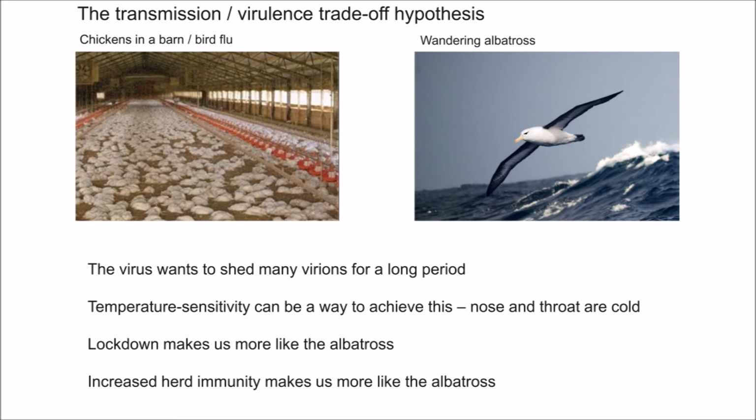And if you think about what's happening in COVID, the lockdown makes us a little bit more like the albatross because we're less likely to meet other potential hosts if we're carrying the disease. And also, if herd immunity increases, that also makes us more like the albatross because, once again, an individual who's infectious is then less likely to meet a susceptible individual.